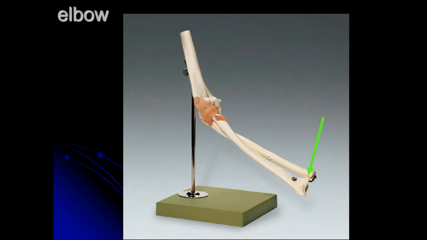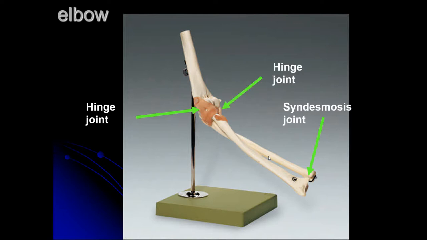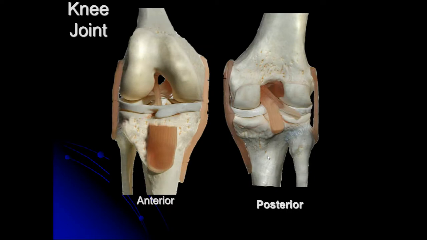If you look at the elbow, we already talked about the syndesmosis joint down here, but there are other joints here as well. There's a joint right here, which is between the ulna and the humerus, and that's a hinge joint. But there's also a joint between the radius and the ulna, and that is a rotational or pivot joint. So at the elbow are two types of joints, hinge and rotational. The knee is also a hinge joint. And so we have hinge joints here.